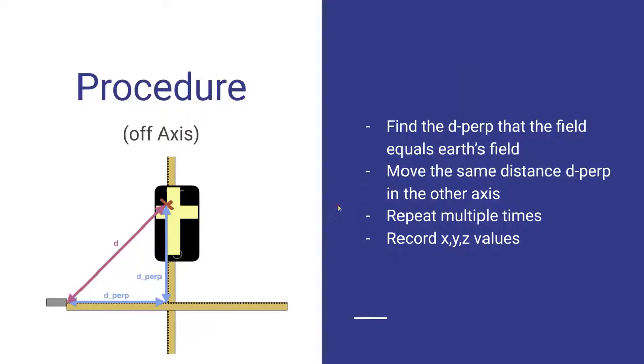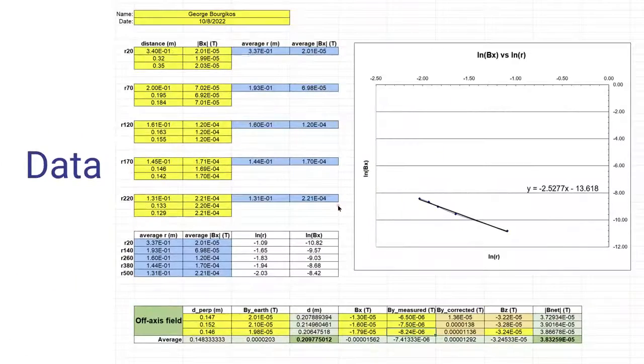And then for the off-axis, we find the distance perpendicular that is equal to Earth's magnetic field. Then we move the same distance along the other axis and record the XYZ value and do it multiple times just for scientific purposes. So this was the data. As you can see, the slope of our line was pretty close to the expected value of -3. And yeah, it's all the data.